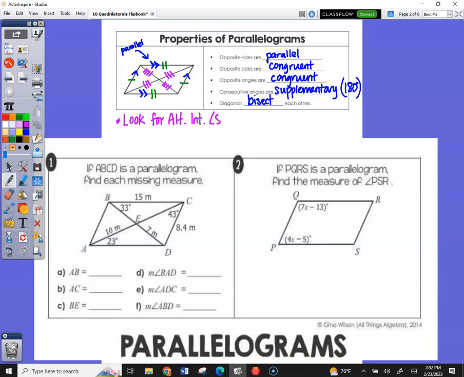What's that stand for? Look for alternate interior angles when diagonals are drawn. I know it's a lot. Okay, see, I told you. That's it, go.